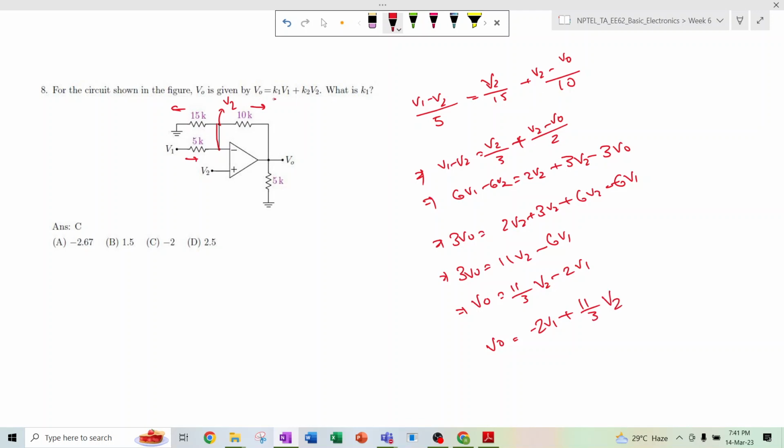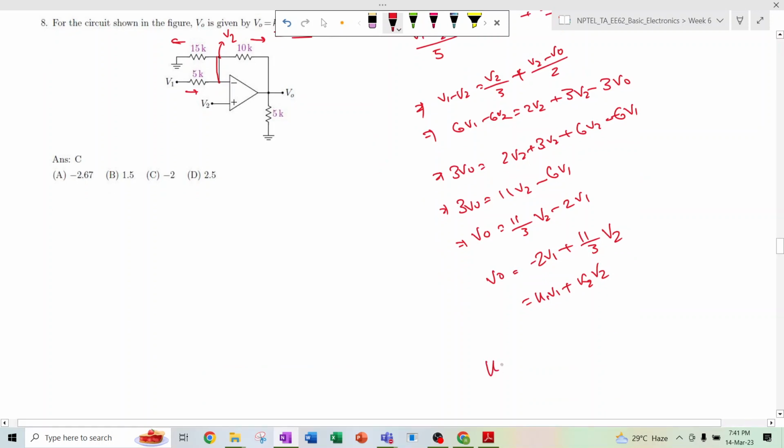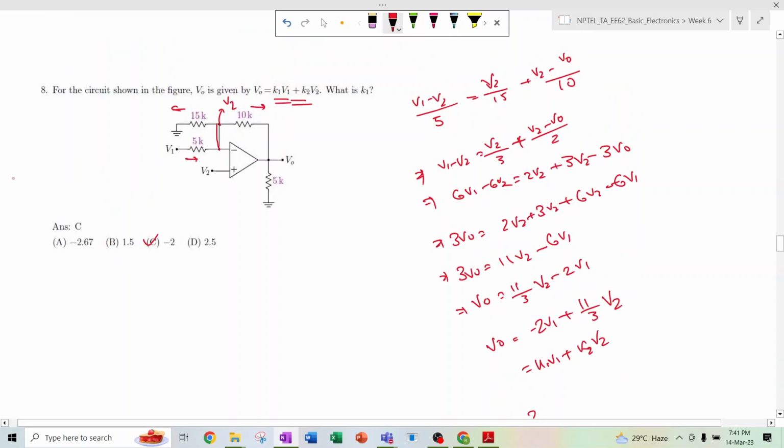So if VO is written as K1V1 plus K2V2, the K1 will be minus 2, right? So the correct answer will be minus 2. This was a very simple question.